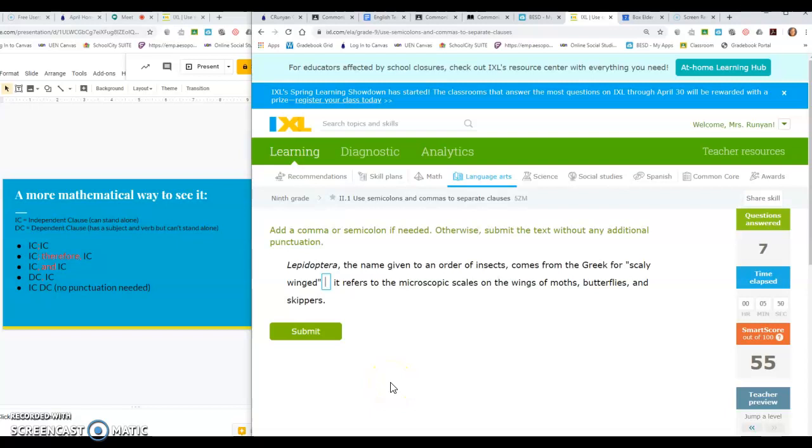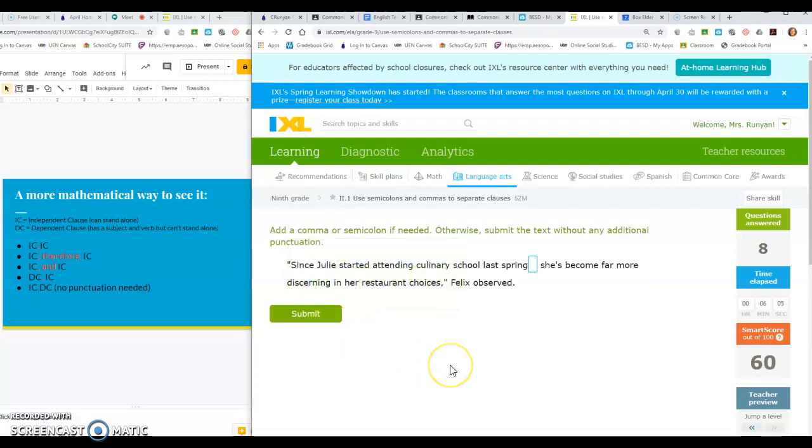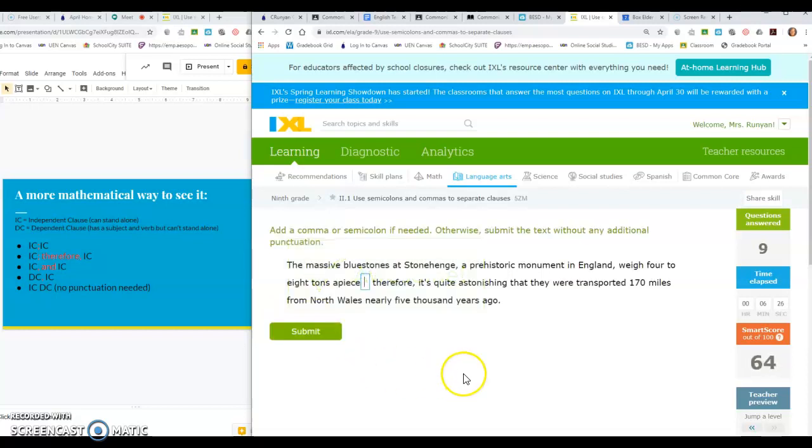Lepidoptera, the name given to an order of insects, comes from the Greek for scaly-winged. That can stand alone. It refers to the microscopic scales on the wings of moths, butterflies, and skippers. That could also stand alone, so semicolon. Since Julie started attending culinary school last spring, okay, we have a subject, we have a verb, but it left me hanging. So we're going to do a comma after that. It's a dependent clause. She's become far more discerning in her restaurant choices is the main clause or independent clause for that sentence. I'm going to go up to 80 here together.